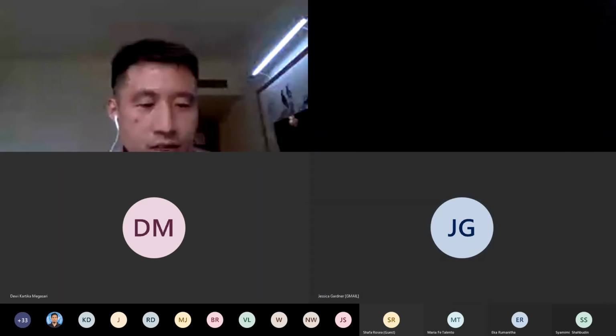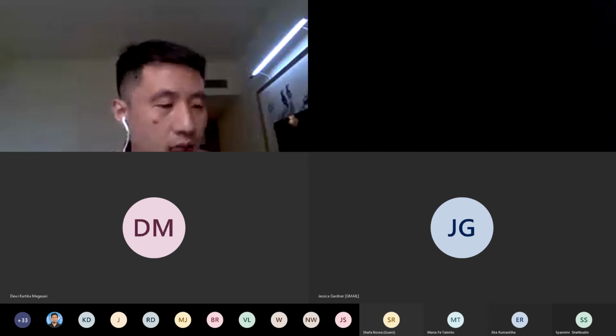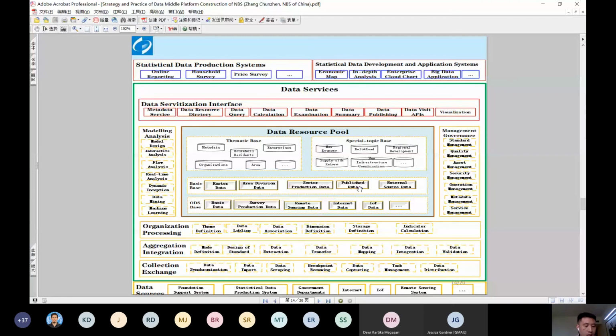Is based on a statistical cloud. As shown in the figure, the DMP is present there. The front end, the middle, and the back end.